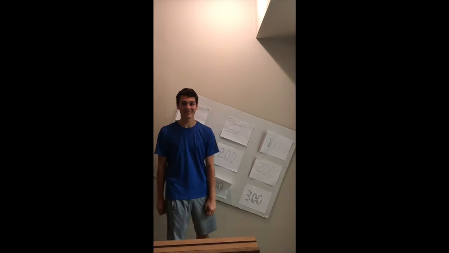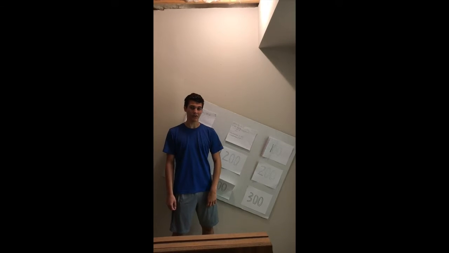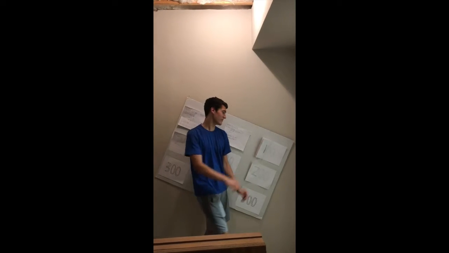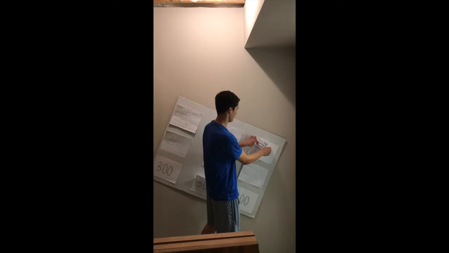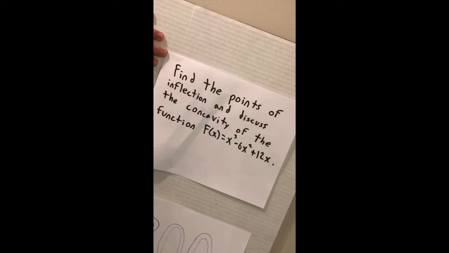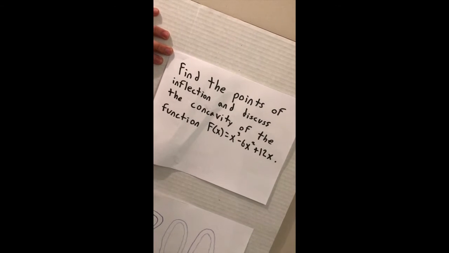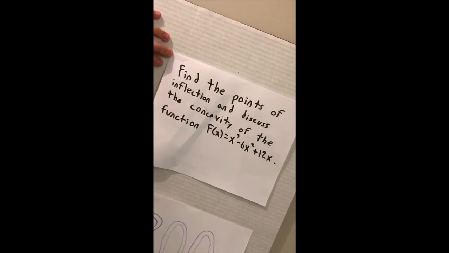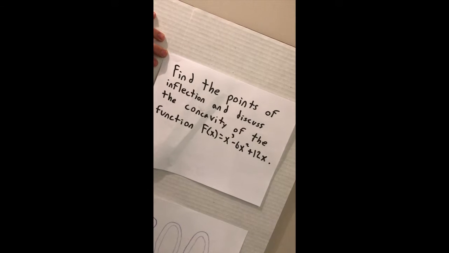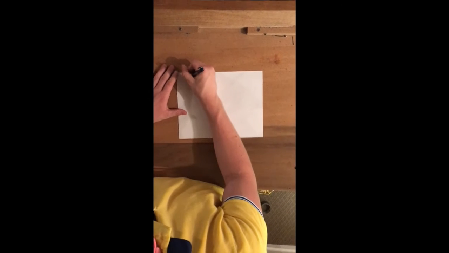Alright, Steve, you're up next. Choose your question. I choose top right for 100 points. Alright, Steve the Alien, here's your question. Find the points of inflection and discuss the concavity of the function f of x equals x cubed minus 6x squared plus 12x. Thank you, Jose.